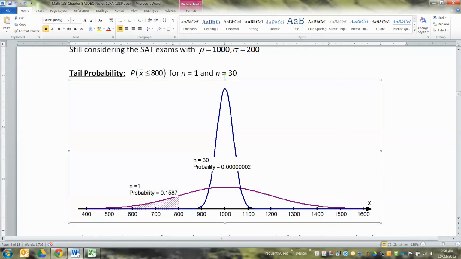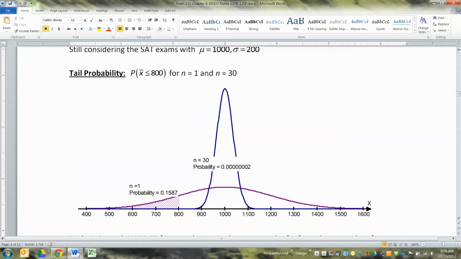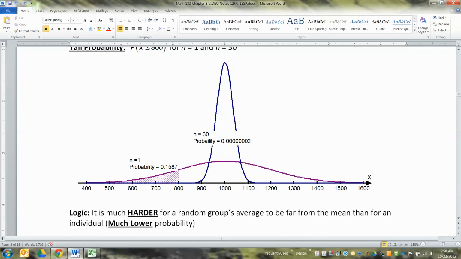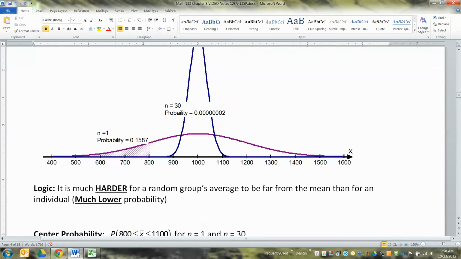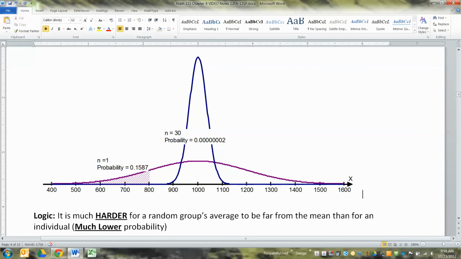So this purple curve right here, see that? That's when n is equal to 1. It's got a lot of spread, a lot of variability, okay? And then this blue curve right here, this tall skinny one, that's when n is equal to 30, okay? 800 is over here, see it? There's the mean of 1,000. 800 is one standard deviation away. So this area right here is what we're looking for.